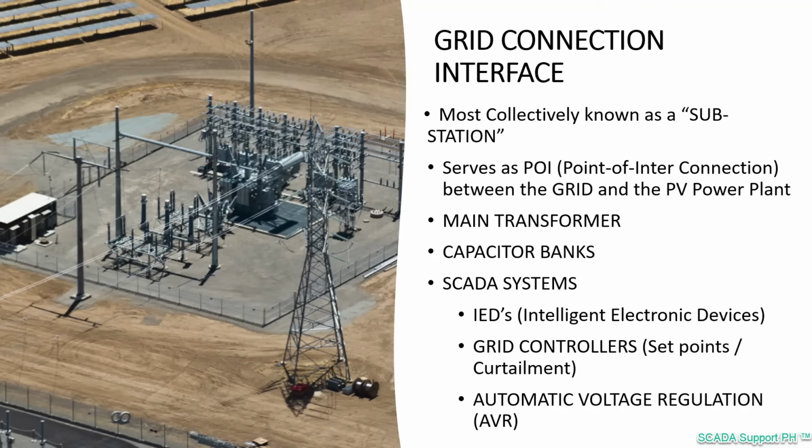We also need to have grid controllers that accept commands or set points from the grid or the utility if there are needs for curtailment or change of the power factor at any given instance, and eventually apply them to your PV system. If you need to know more about SCADA systems for PV plants, please check the other presentation and the link should be available at the top.